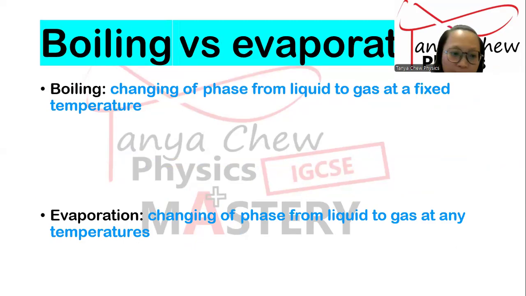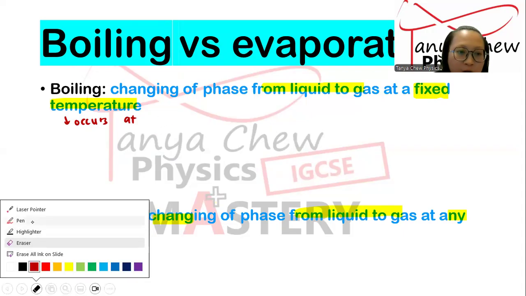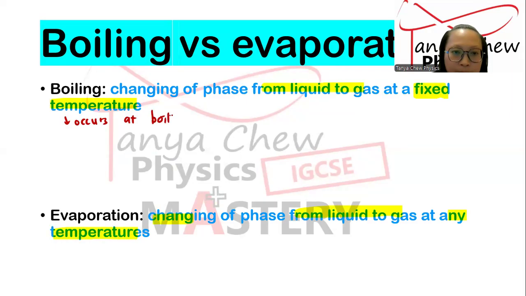Now, boiling versus evaporation. Boiling is the changing of phase. I'll highlight the keywords. Changing of phase from liquid to gas at fixed temperature. Evaporation, the definition is changing of phase from liquid to gas as well, at any temperatures. Remember, boiling occurs at boiling point. Since I already wrote fixed temperature, I will replace this with boiling point.